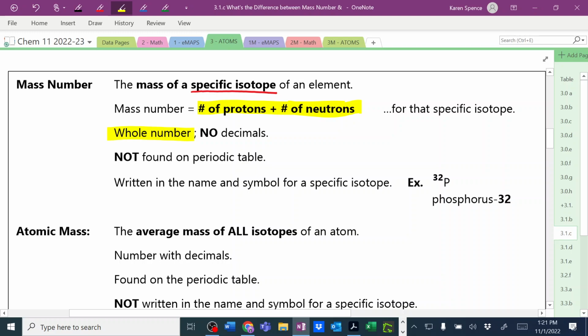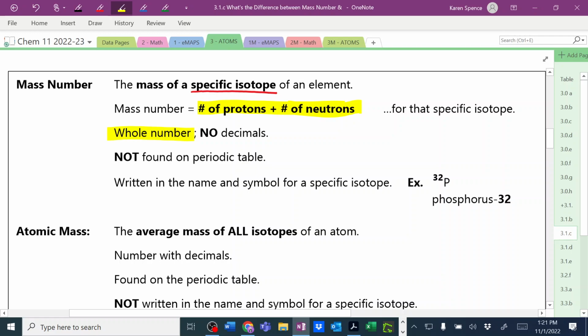Not the atomic mass. The atomic mass, on the other hand, is the average. That's the key thing, it's the average of all the isotopes. And that's why you can have fractions, right? Because when you're taking an average, if you have 9 and 10, your average would be 9.5. These do have decimals, and these are the ones that are on the periodic table.